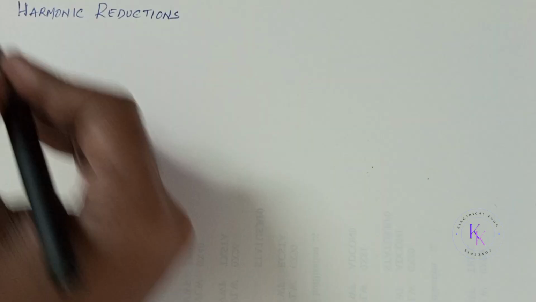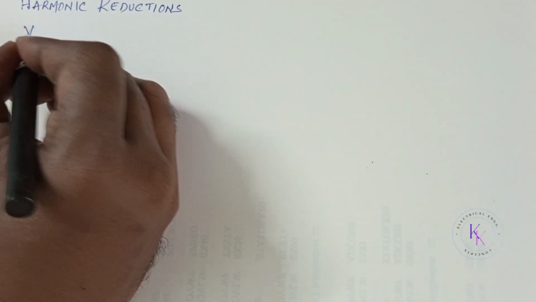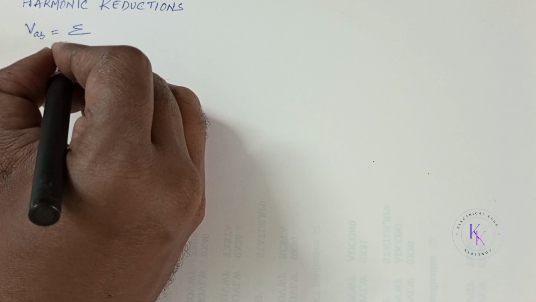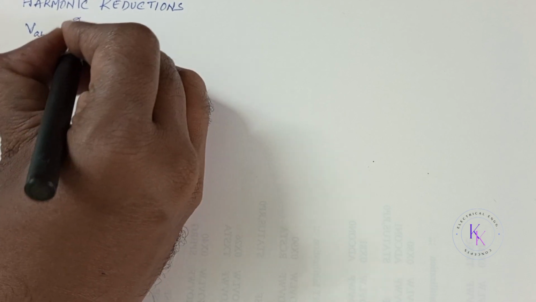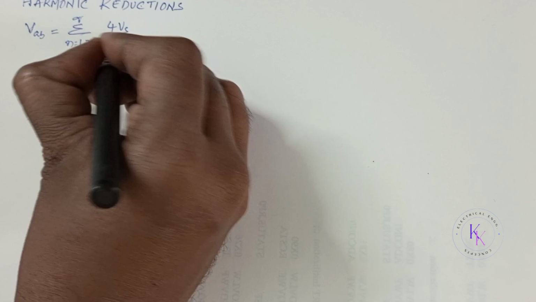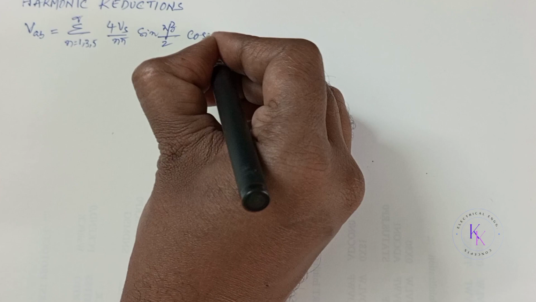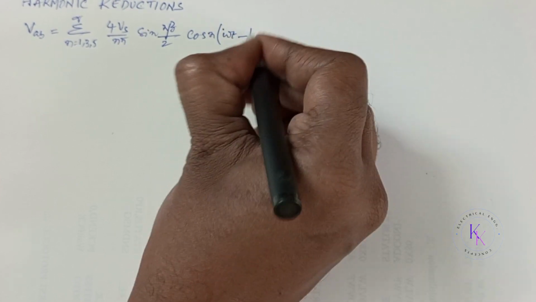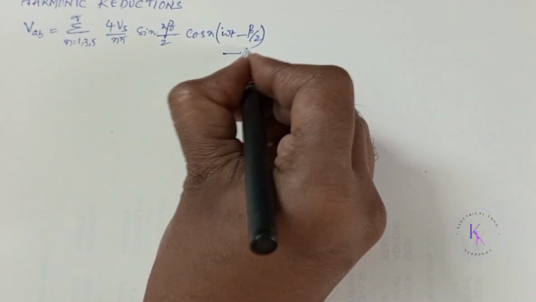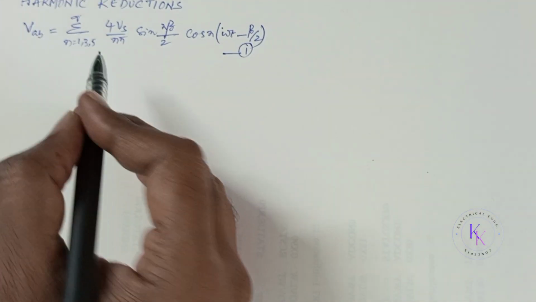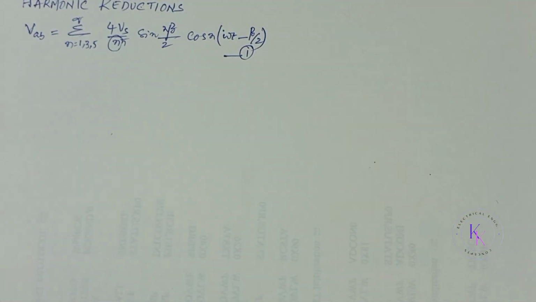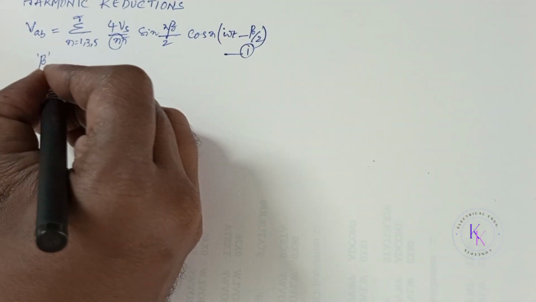In the previous topic, phase displacement control of a single phase bridge inverter, we derived a formula for the instantaneous output voltage, given by VAB equals sigma n equals 1, 3, 5 to infinity of 4 Vs divided by n pi, sine n beta by 2, cos n of omega t minus beta by 2. That is equation number 1. This equation indicates the nth harmonic, and that can be eliminated by choosing a displacement angle, beta, properly.